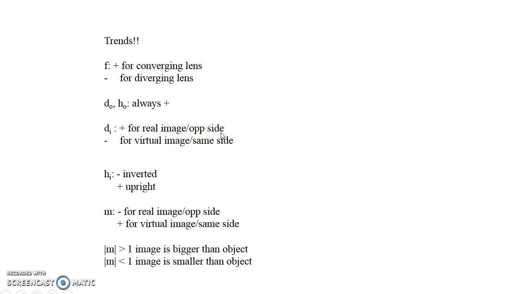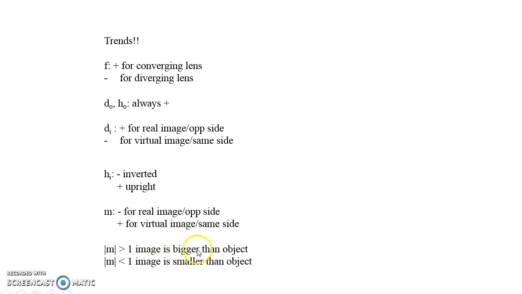You should have seen that from your chart, that we form a real image when light really converges. That happens on the opposite side of the lens because the light is going through the lens. So that means DI is negative for virtual images, which will be on the same side of the lens as the object. HI, when it is negative, it means it's inverted. When it's positive, it means it's an upright image. This is just like it was for mirrors. Remember, this is slightly different than it was for mirrors. And for magnification, it's negative for a real image that's on the opposite side. It's positive for virtual images that are on the same side.